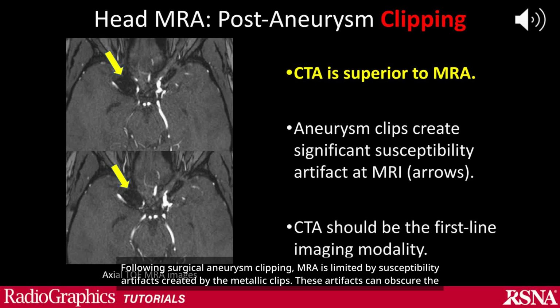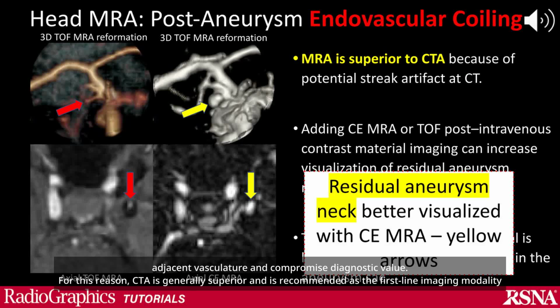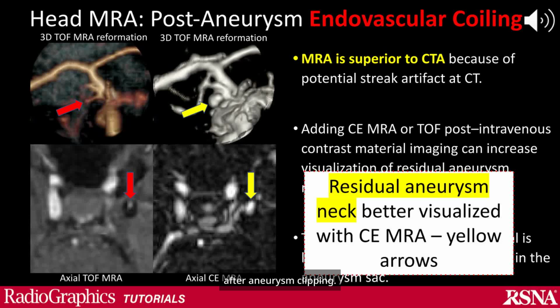Following surgical aneurysm clipping, MRA is limited by susceptibility artifacts created by the metallic clips. These artifacts can obscure the adjacent vasculature and compromise diagnostic value. For this reason, CTA is generally superior and is recommended as the first-line imaging modality after aneurysm clipping.